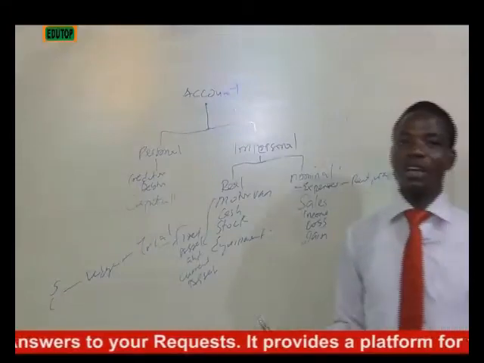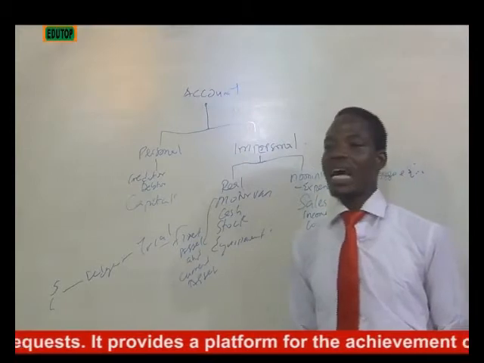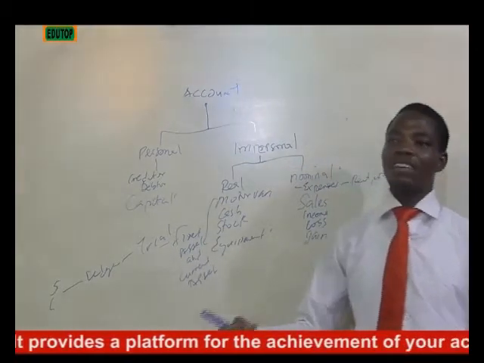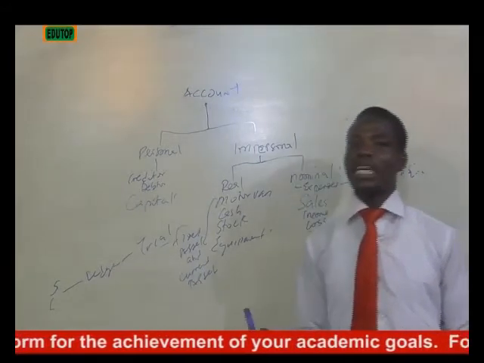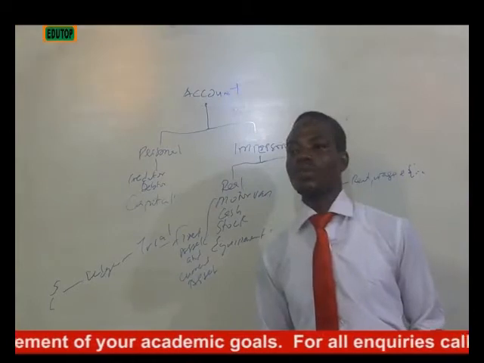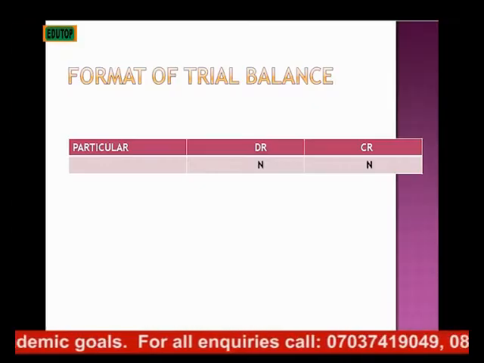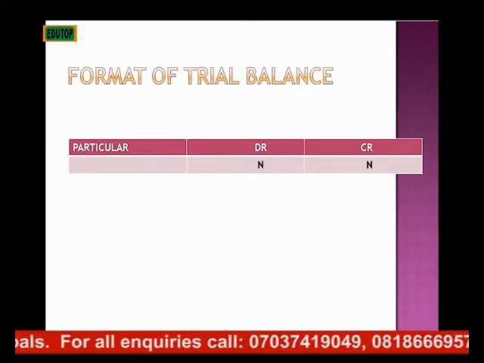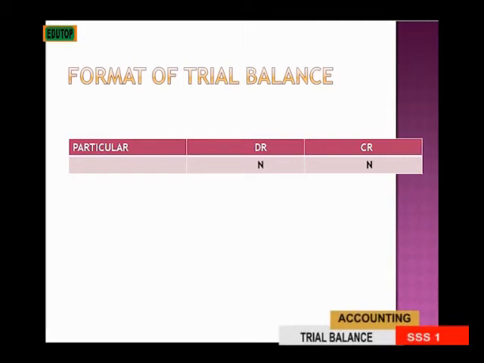When we get to the trading profit and loss account, you first prepare the trial balance and extract that information in preparing the trading profit and loss account and the balance sheet. What is the format of the trial balance? So this is the format of the trial balance. We have the particulars, and we have the debit and the credit side.